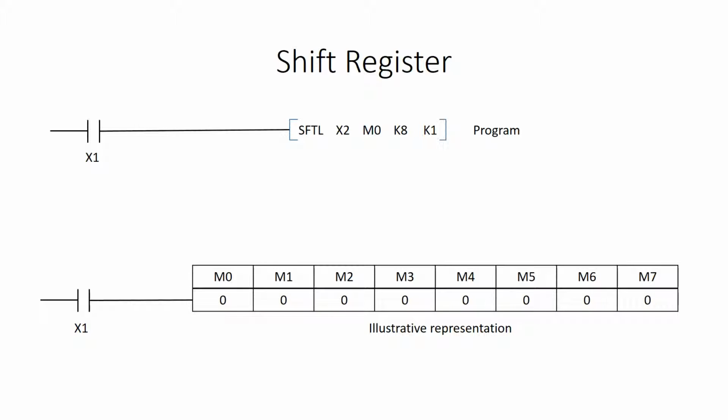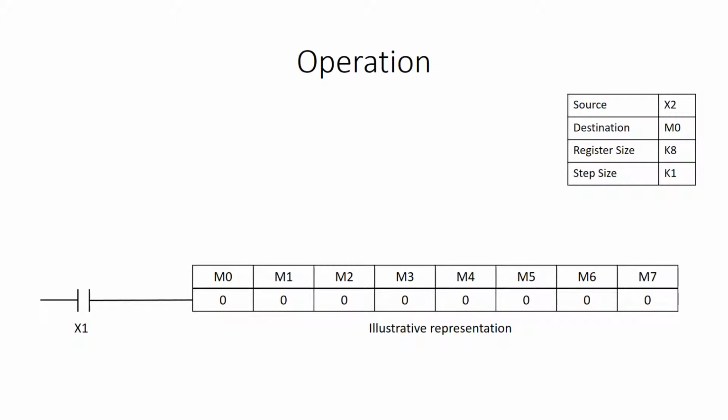On the bottom, we've represented the shift register as the 8 different bits, and we can have a look at the content of each of the 8 bits. This is purely for illustrative purposes. For how it operates, we have to the right here our source, our destination, our register size, and our step size, so we just keep an eye on that information.